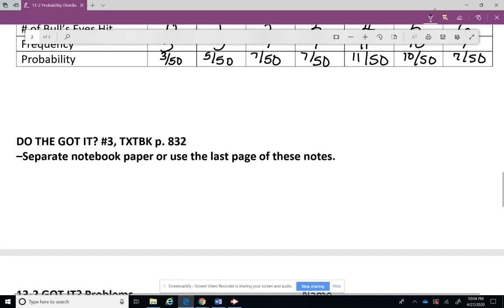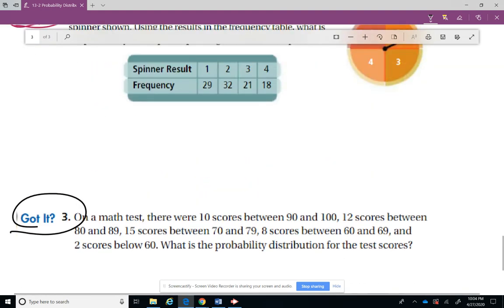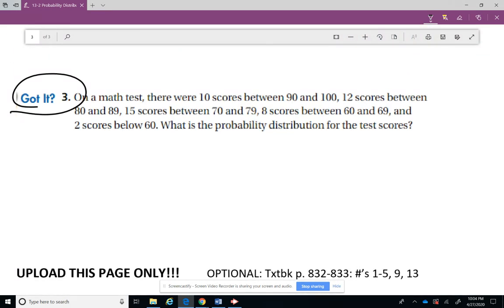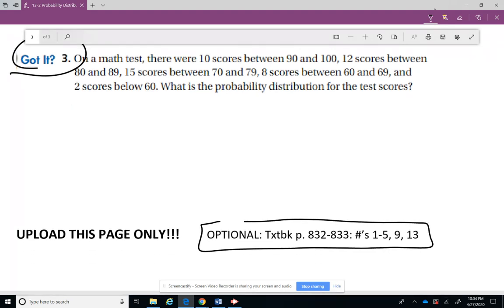All right, and then you have got it problem number 3. This is on page 832, the same page I got this problem from, and I put it right down here. So those are the 3 problems that you need to upload for your 13-2 assignment. This is optional down here. You do not have to do these. They're there for practice if you want to do them.